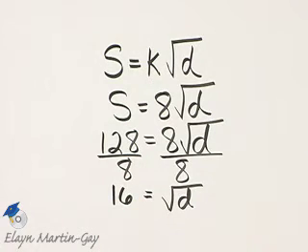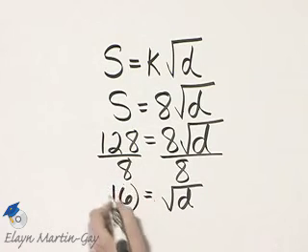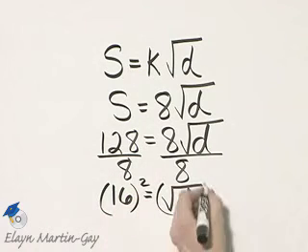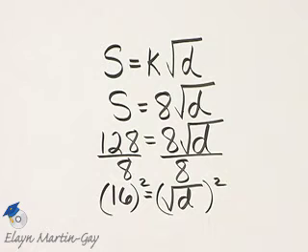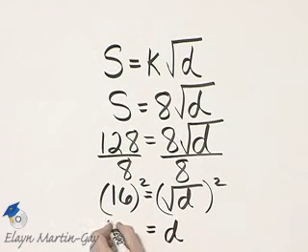I'll square both sides of this equation. I'll square the left side, and I'll square the right side, because the square root of D squared is D. And I have 16 times 16, or 256. So that is 256 feet. That is the height it was dropped.